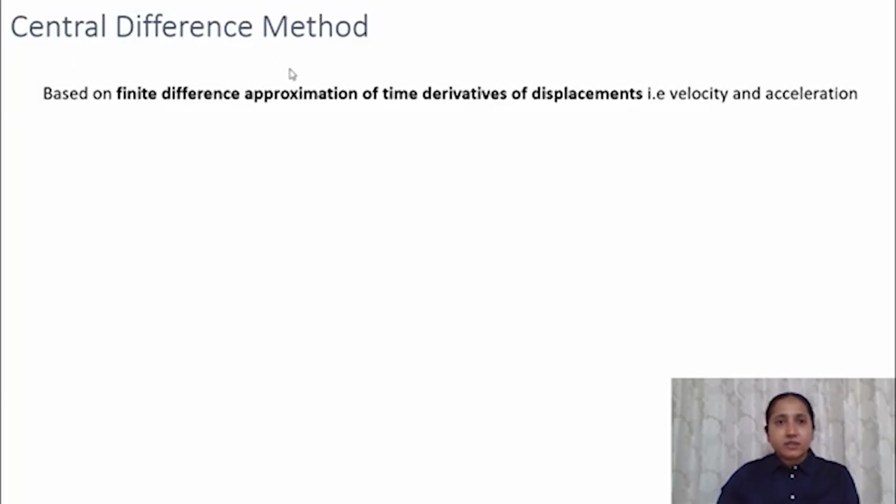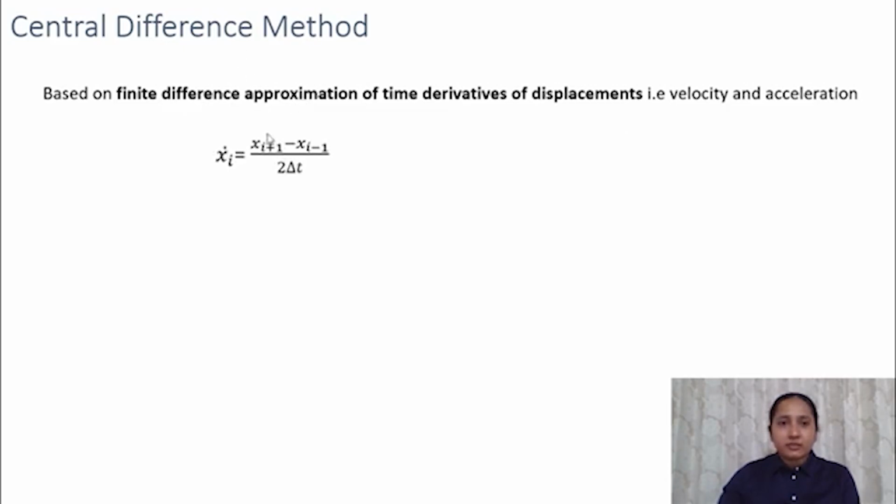The next numerical method we are going to discuss is the central difference method. This method is based on finite difference approximation of time derivatives of displacement. That means finite difference approximation of velocity and acceleration. So what are these finite difference approximations?